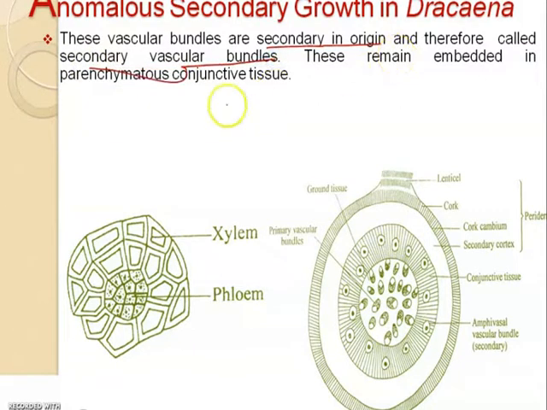These remain embedded in parenchymatous conjunctive tissue. So these vascular bundles are arranged in this conjunctive tissue. This is the conjunctive tissue, and in this conjunctive tissue, these secondary vascular bundles, which are concentric vascular bundles, are arranged.